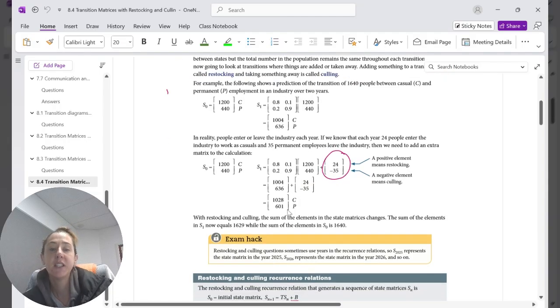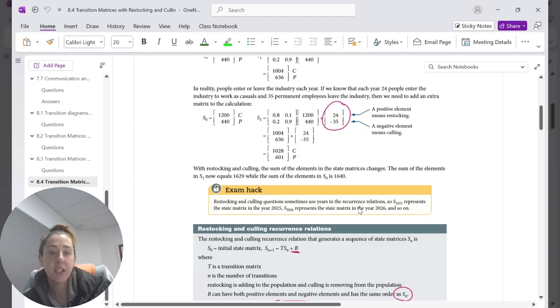All right. Can you see that now when we add those elements, it no longer is the same value because we've moved where people are, either we've got more people in or more people have moved out. So initially we had 1,640 people in our sort of mix. We now have 1,629 people in the mix.